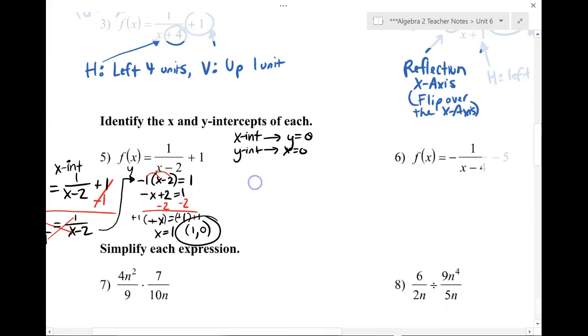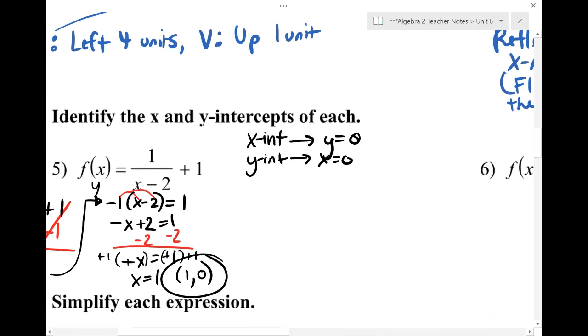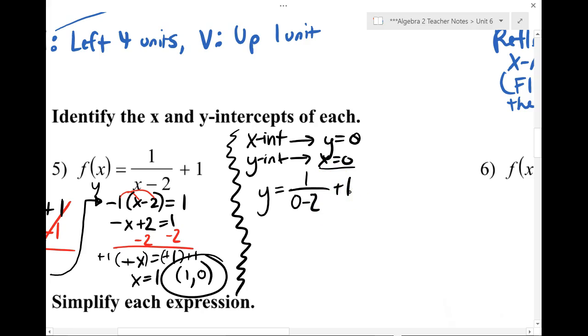Zoom out a little bit. Okay, so now for the y-intercept, for the y-intercept, x is equal to 0. So then set x equal to 0. So now let's change the f of x to y. And let's separate this just so you guys know it's separate from that. So now we'll have 1 over x is 0, so 0 minus 2, plus 1, and then just solve the rest.